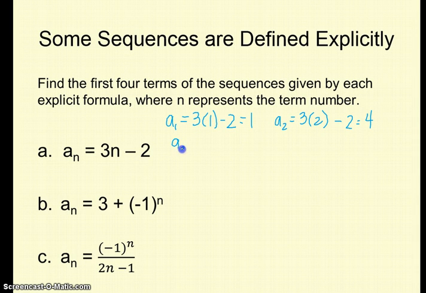Okay, you should get that A sub 3 is 7 and A sub 4 was 10. On B, same thing. When I do A sub 1, I'm going to do 3 plus negative 1 to the first power. So that would just be 2. Go ahead again, pause it, do the next ones.